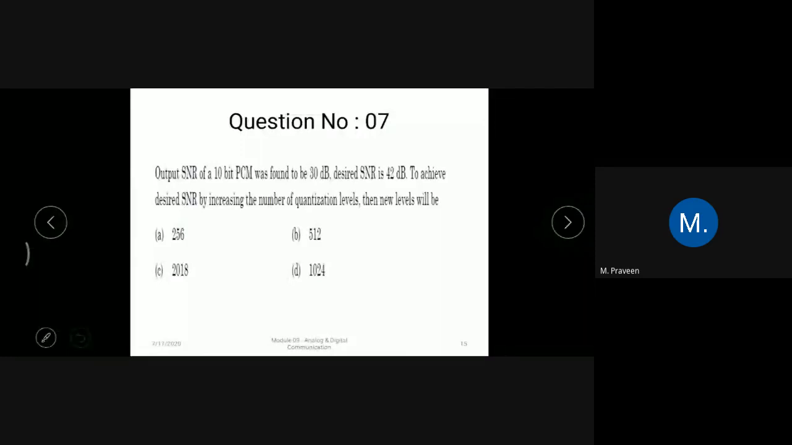Okay. Next, the output SNR of a 10-bit PCM was found to be 30 dB. The desired or expected SNR is 42 dB. To achieve this desired SNR, by increasing the number of quantization levels, what will the new levels be? So they expected to achieve 42 dB as a signal to noise ratio, but they achieved only 30 dB, and they followed 10-bit quantization. Now they are asking, to achieve this 42 dB, what is the number of levels I should follow? Okay. Now there's a question given to us.